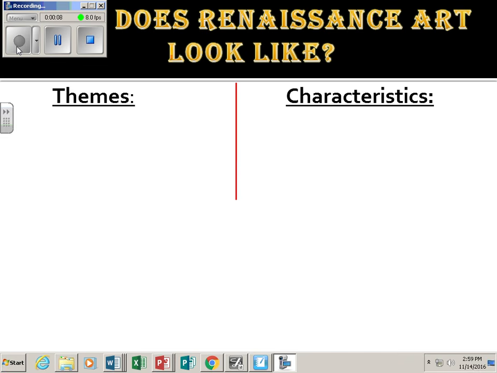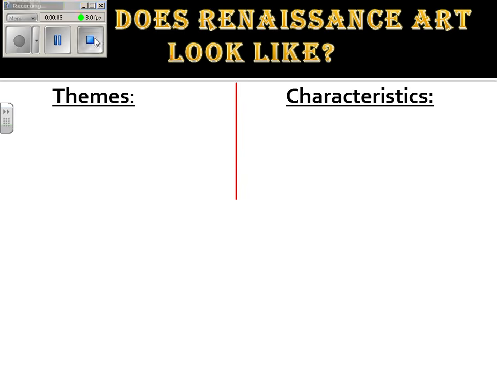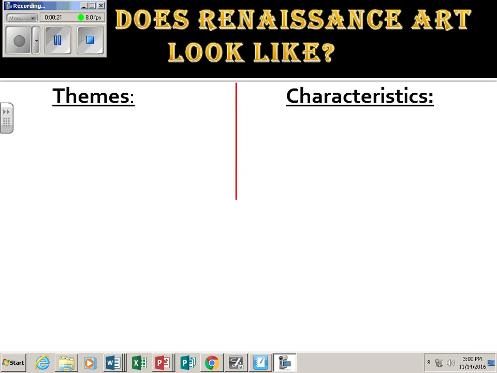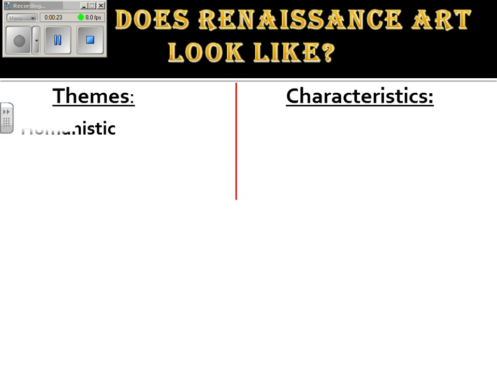Our first slide today is going to be a comparison between Renaissance art, what the characteristics of it are. So the themes of Renaissance art included humanism, classical mythology, and secularism.